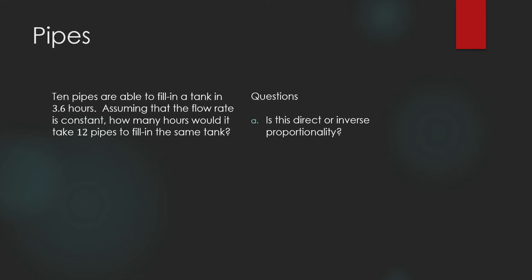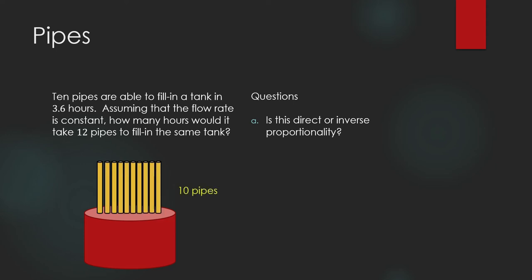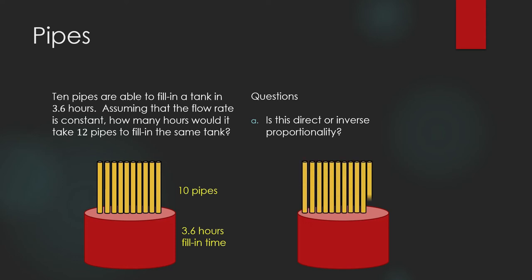Is this direct or inverse proportionality? So we have a tank and we have 10 pipes that are filling it up. And the fill-in time required to fill up this tank using 10 pipes is 3.6 hours. That is the fill-in time. Now we have the same tank and we are assuming the same flow rate. How many hours would it take if we have 12 pipes that are filling up the same tank?